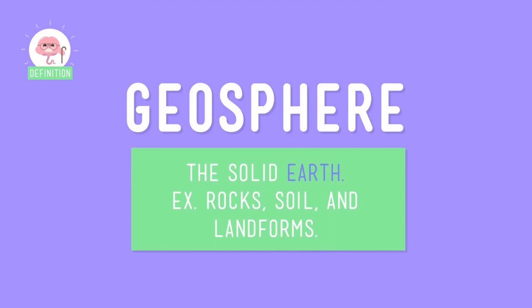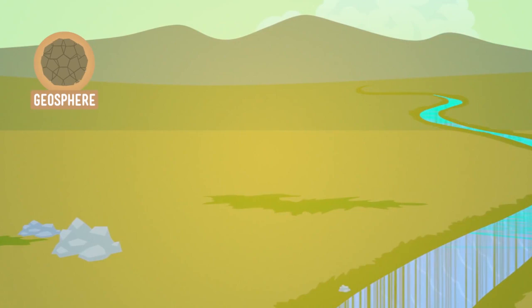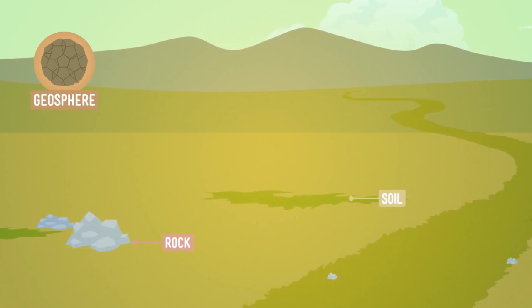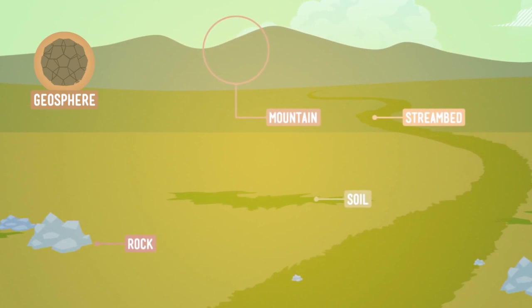Let's start with the geosphere. We know that there's nothing alive in the geosphere, so we can rule out all the plants and animals. Water is also part of a different sphere, but we'll talk about that later. When we take away the living things, we're left with all the solid earth parts of the scene. The rock the bird was standing on, the soil the grass was growing out of, the mountain in the distance, and the bed the stream water flowed through. So what we're left with is the geosphere. Rocks, soils, and landforms. Got it?